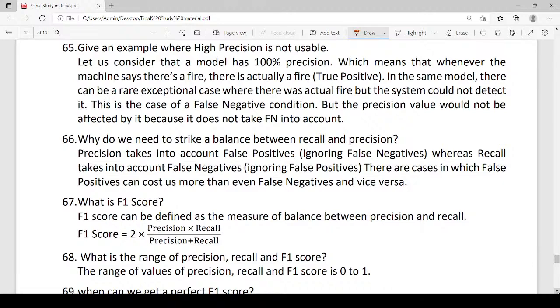Now the next question, when can we get a perfect F1 score?